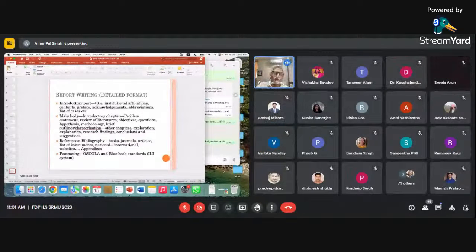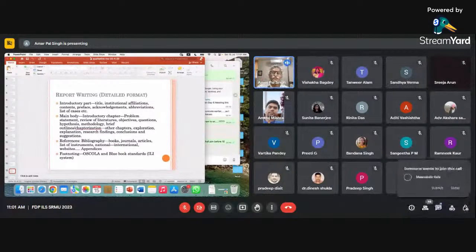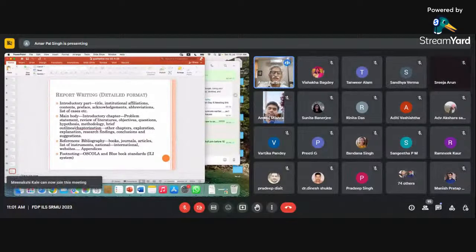Then the main body starts, wherein you have an introductory chapter, in which you will have to include all these things: the introduction, statement of the problem, review of literature, objectives of the study, questionnaires, hypothesis, methodology, in brief, obviously, and then chapterization. And then your other chapters start, in which you explore the subject, explain the subject, and try to arrive at the research findings. And then finally, the chapter called conclusions and suggestions.